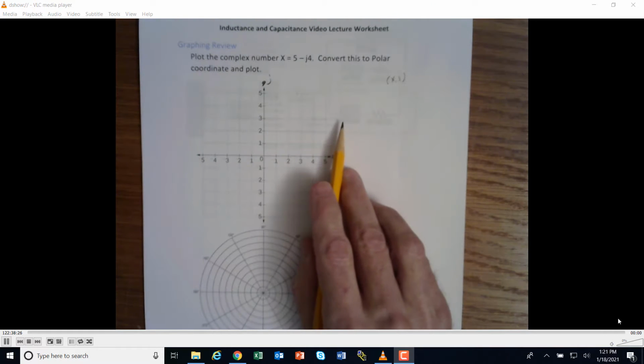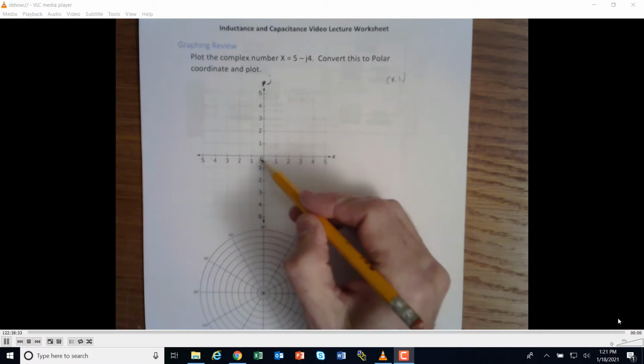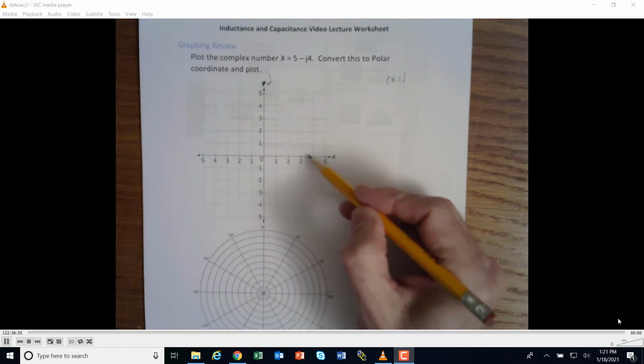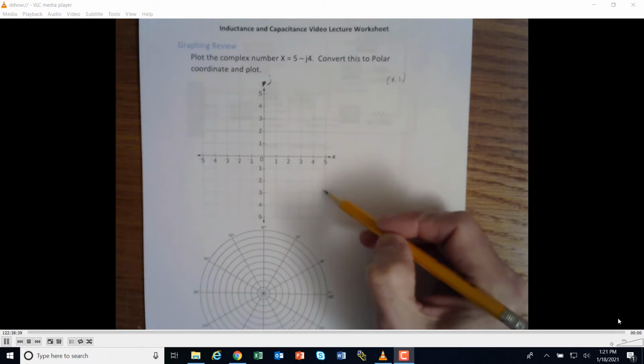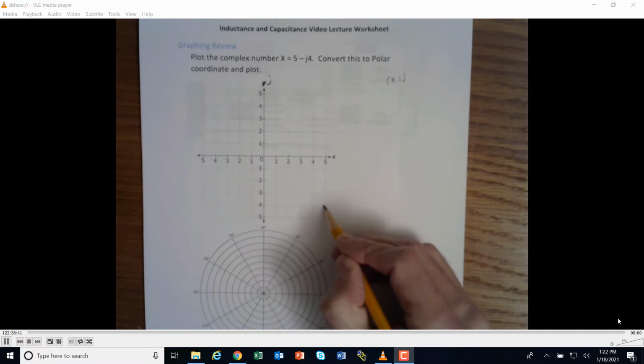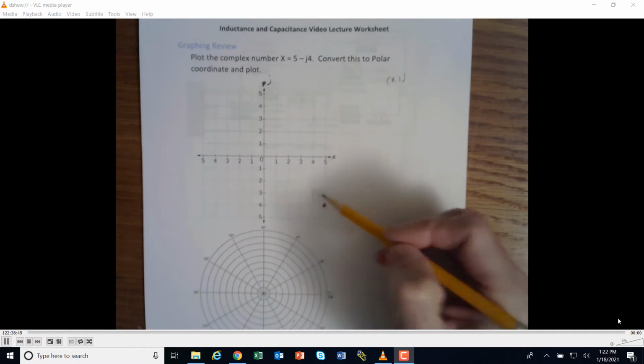So plotting this is going to be x at 5: 1, 2, 3, 4, 5, and then j at minus 4: 1, 2, 3, 4. So it's going to put us down here somewhere. Okay, so our coordinates are 5, negative 4.